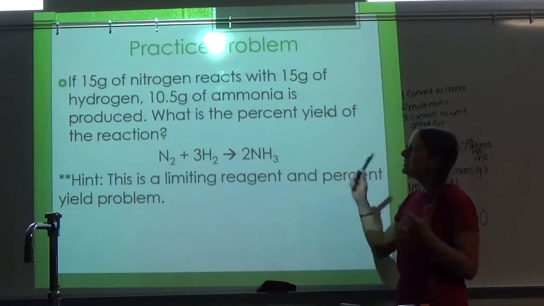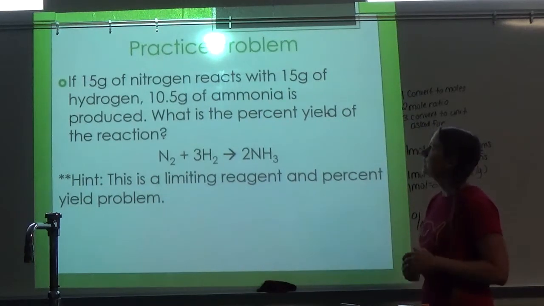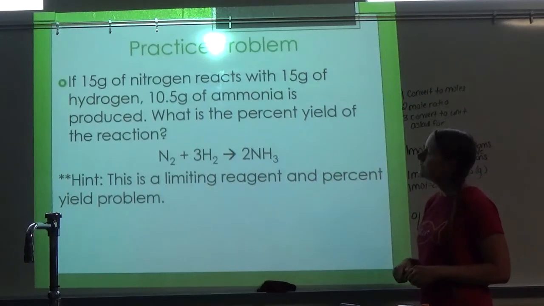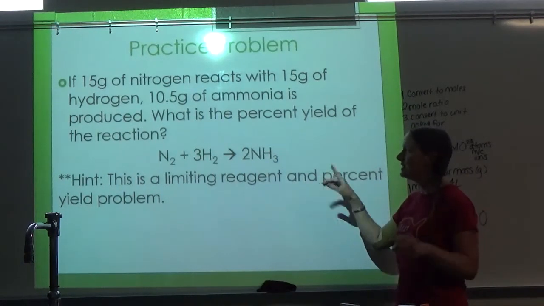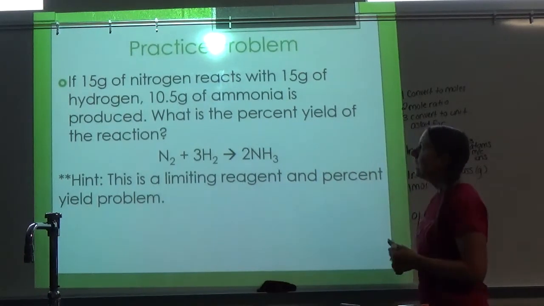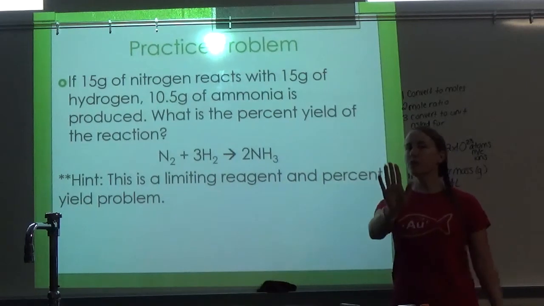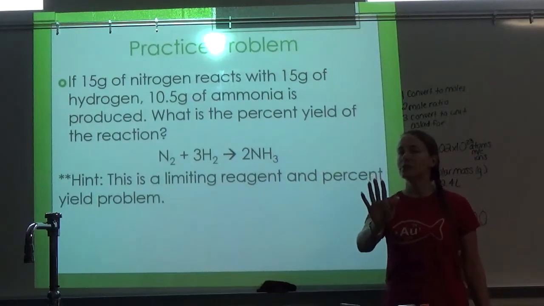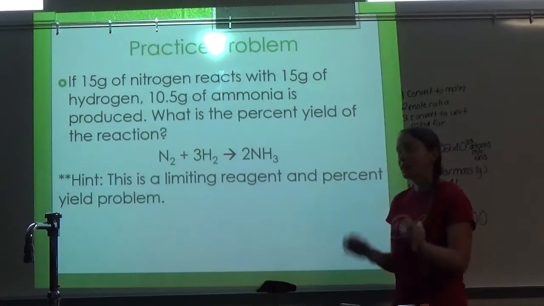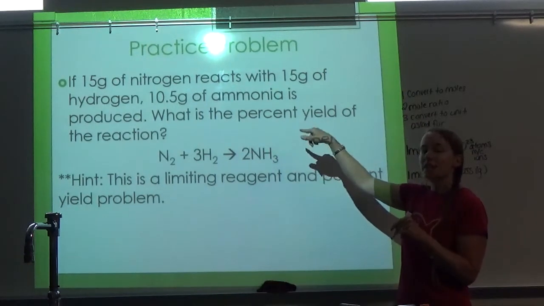All right, so it says if 15 grams of nitrogen reacts with 15 grams of hydrogen, 10.5 grams of ammonia is produced. What is the percent yield of the reaction? Hint, this is a limiting reagent and a percent yield problem. If you're feeling super confident, go ahead and pause the video and try it now. If you're feeling a little less confident, I'm going to at least set it up for you.